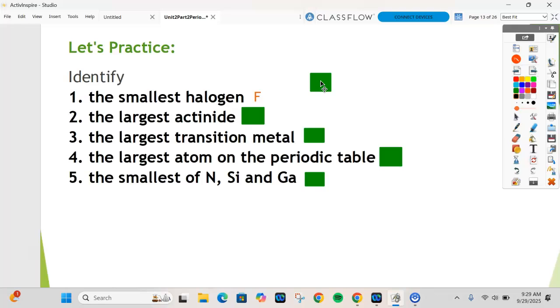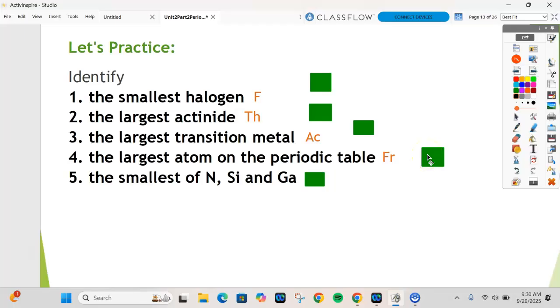The largest actinide, remember the actinides come after actinium. As we go across a row on the periodic table, which the actinides are, the effective nuclear charge increases. So the one with the smallest effective nuclear charge is going to be the largest, so that would be thorium. The largest transition metal is going to be actinium. Remember, actinium is down in that corner of the transition metals. So it's going to have the most energy levels and the smallest effective nuclear charge in that block. The largest atom on the whole periodic table would be francium.